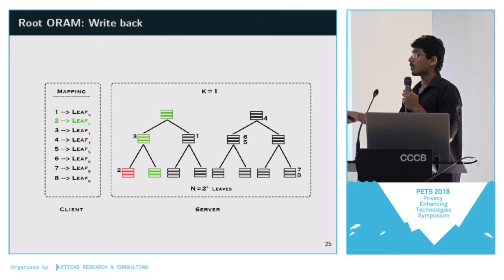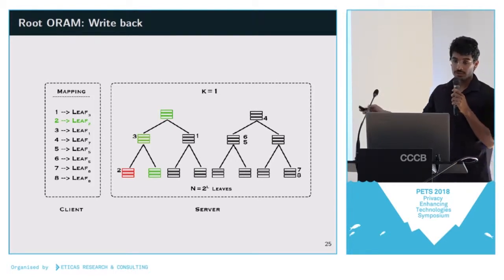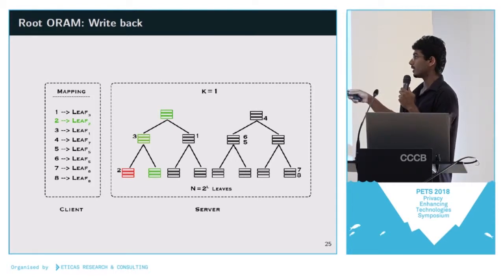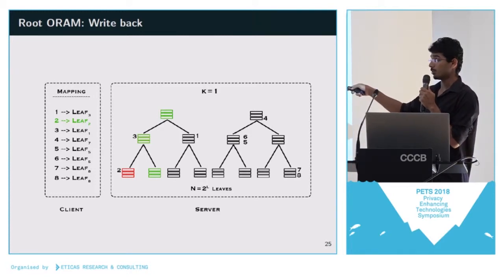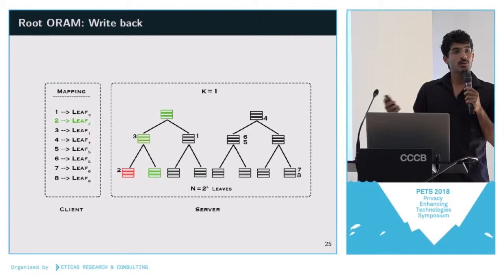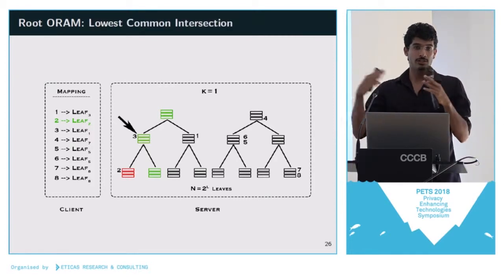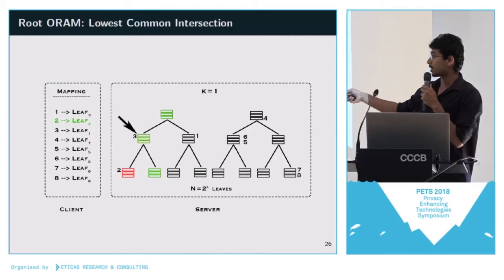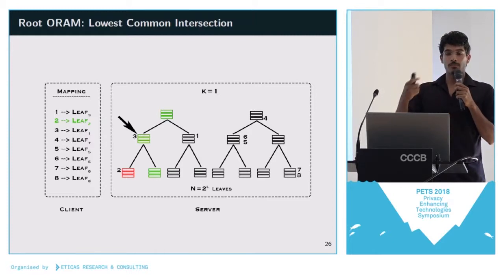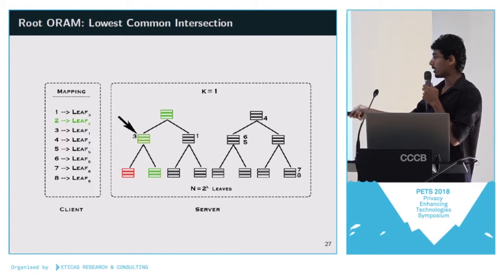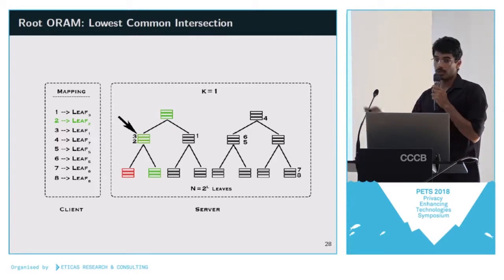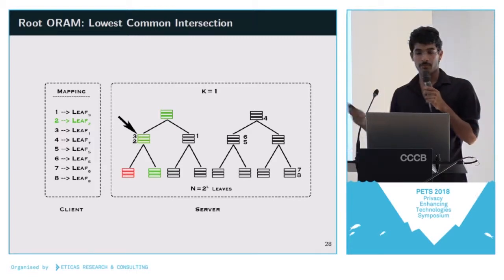Data item 2 was now mapped to leaf 2. So to maintain the invariant, we have to ensure that data item 2 is now placed somewhere along the path from leaf 2 all the way to the root. So what we do is we find the lowest common intersection of these two paths, which in this case is marked by the arrow. And we try to place block 2 in that location. So we take item 2 from there and put it up in the marked bucket.